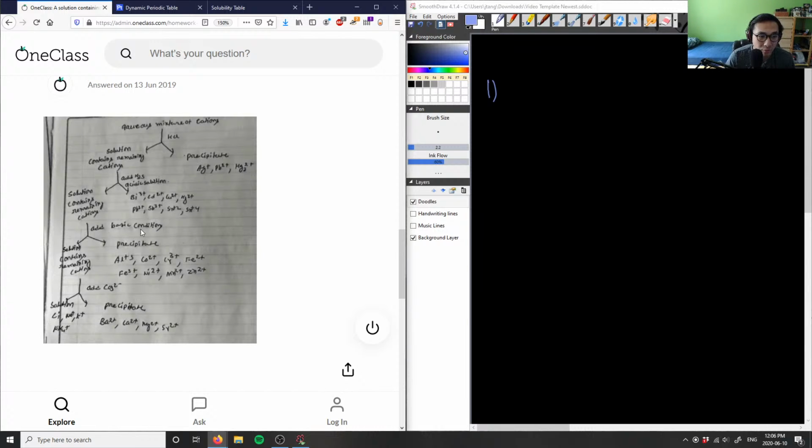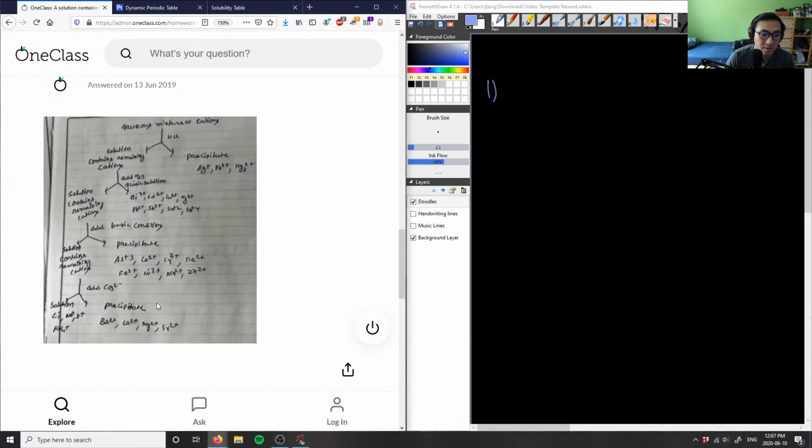And then afterwards, we're going to add a basic condition here. Under a basic condition, a precipitate is going to include these metals: aluminum, cobalt, iron, nickel, manganese, and zinc would then precipitate and not be soluble in solution.